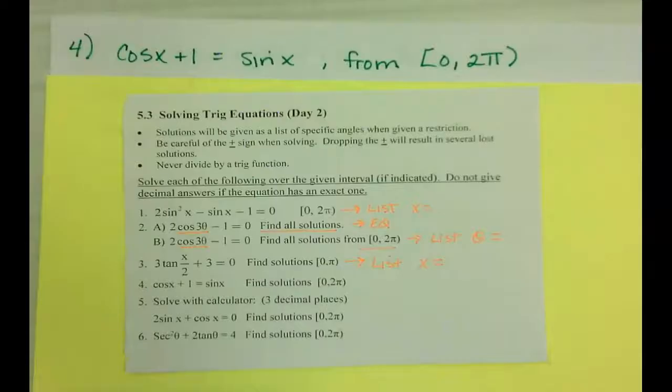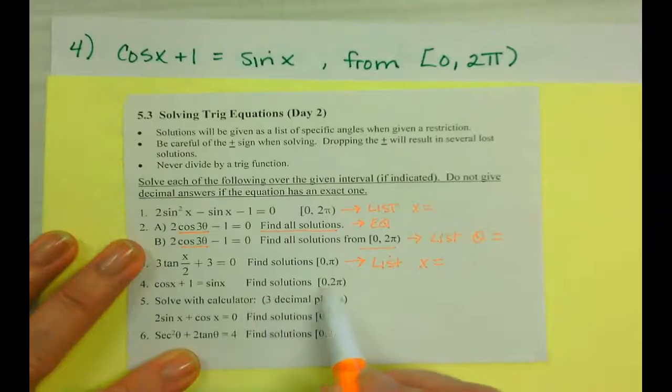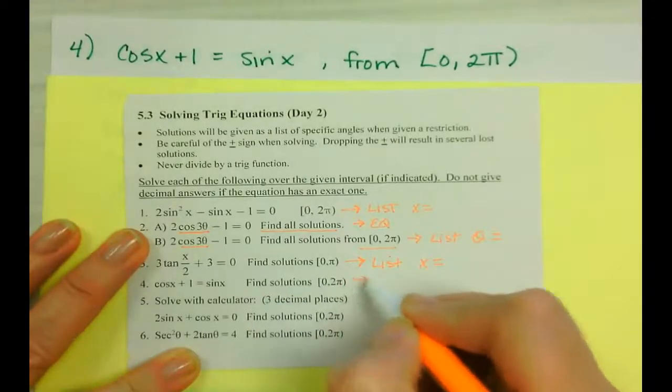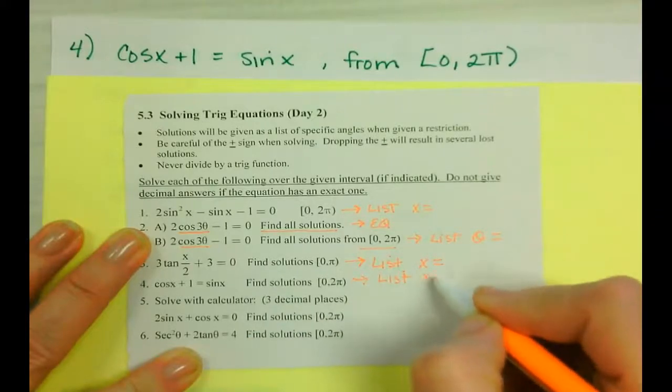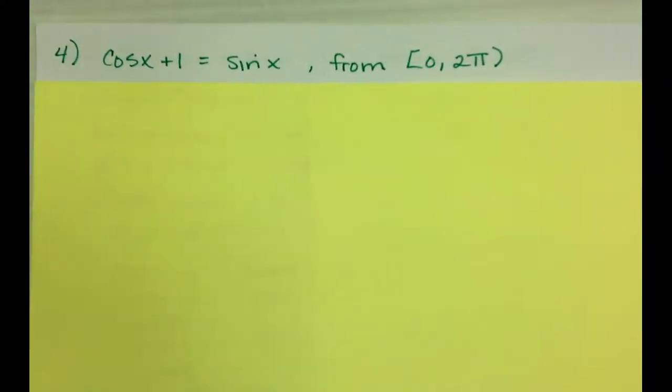Okay, so problem 4, so we're looking here and we find that it says find solutions from 0 to 2 pi, so that means that my answer is going to be a list, and the variable is x, so I would say x equals when I'm giving my solutions. So problem 4, cosine x plus 1 equals sine x.